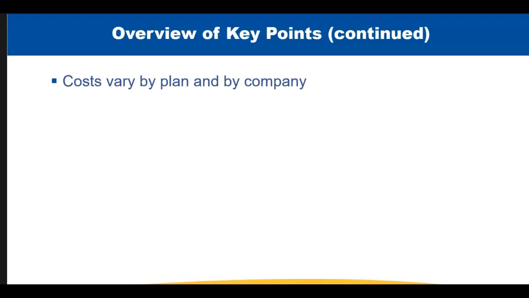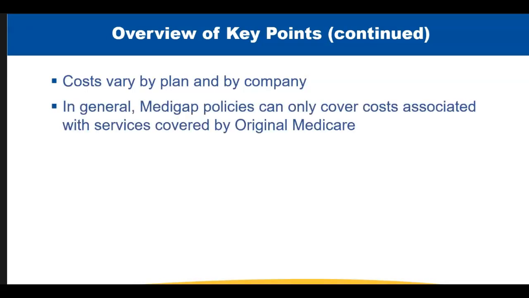However, the cost can vary by plan and by company. In general, they're only going to cover those costs associated with Medicare covered services. So, an example would be a Part B preventive benefit that Medicare covers might be Medicare's covering 80% and you're paying 20%. So the Medigap could be paying that 20%.